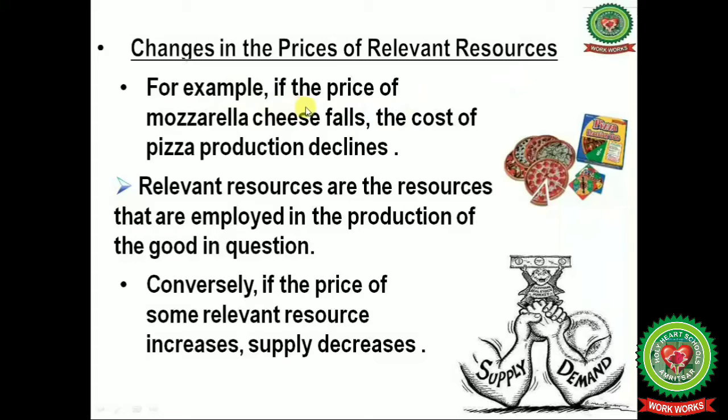For example, if the price of mozzarella cheese falls, the cost of pizza production will decline. Relevant resources are the resources that are employed in the production of the good in question. Conversely, if the price of some relevant resources increase, the supply will decrease.